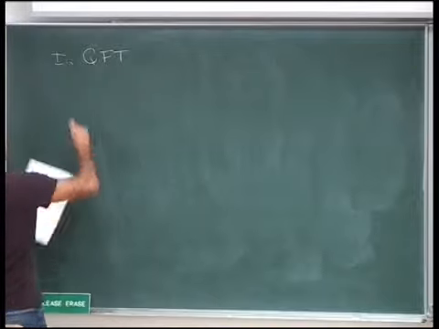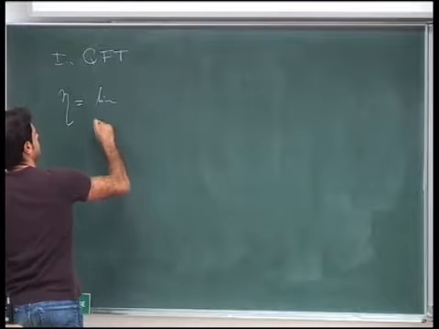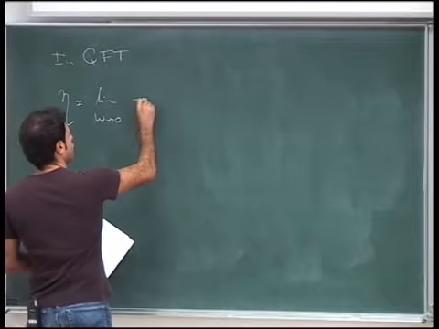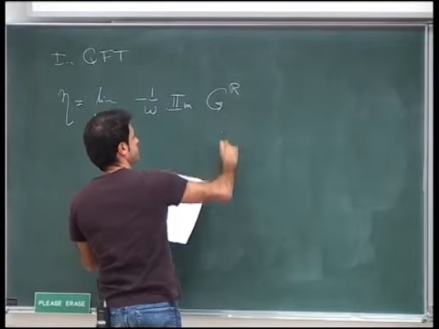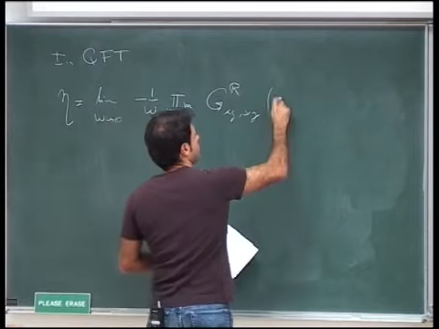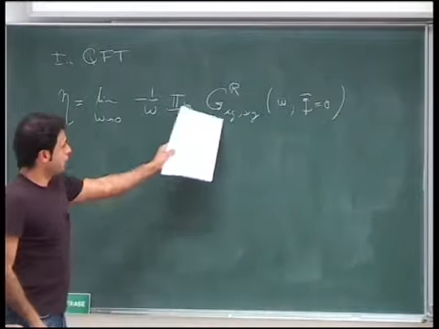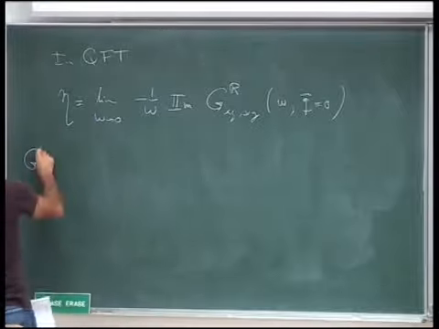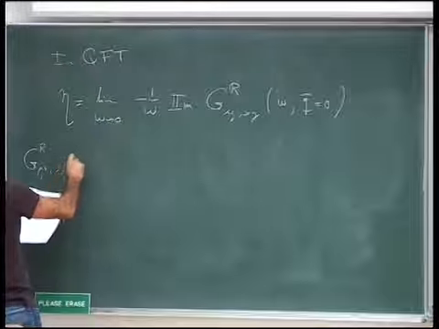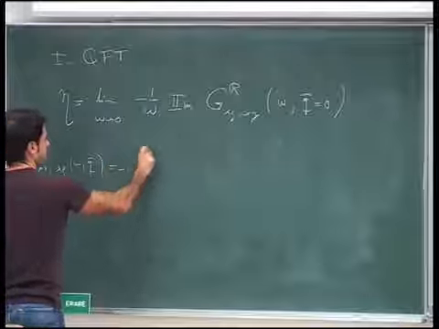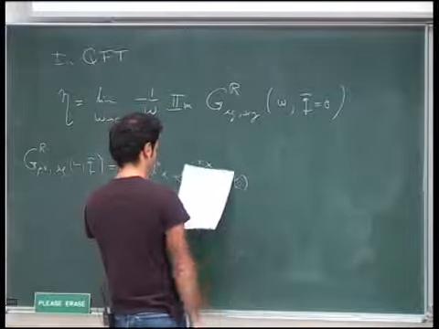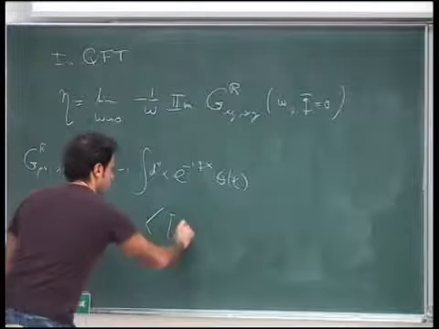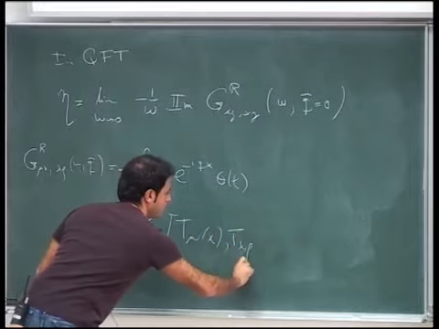in quantum field theory, the viscosity is given by a so-called Kubo-like formula, which says that eta is given by the limit of frequency going to 0 of -1 over the frequency times the imaginary part of a 2-point function, a retarded correlator, G_xy,xy of omega at 0 spatial momentum, where this correlator, G retarded mu nu lambda rho of omega and q, is just the Fourier transform, integral d^4x e^{-iqx} theta of t, and here you have a commutator of T^mu nu at x with T^lambda rho at 0.